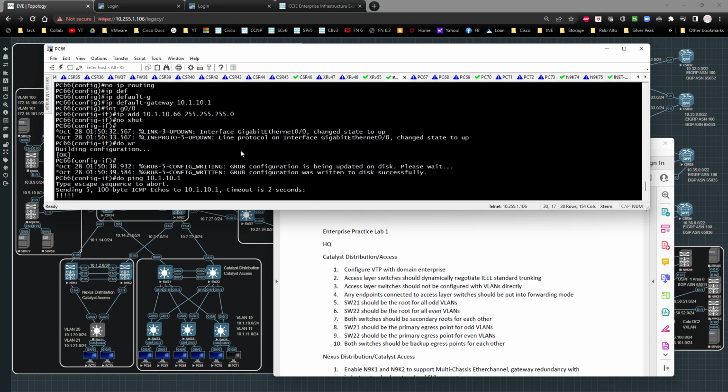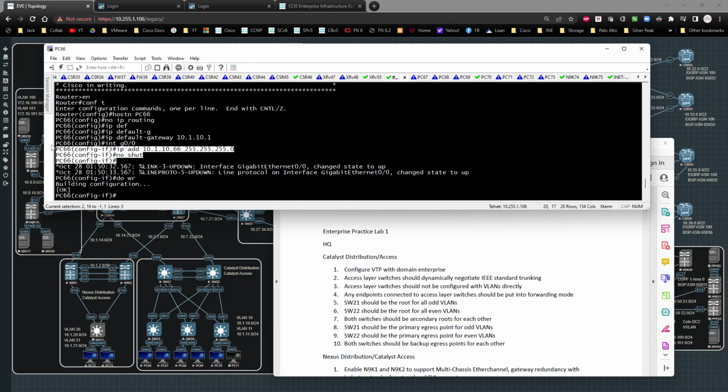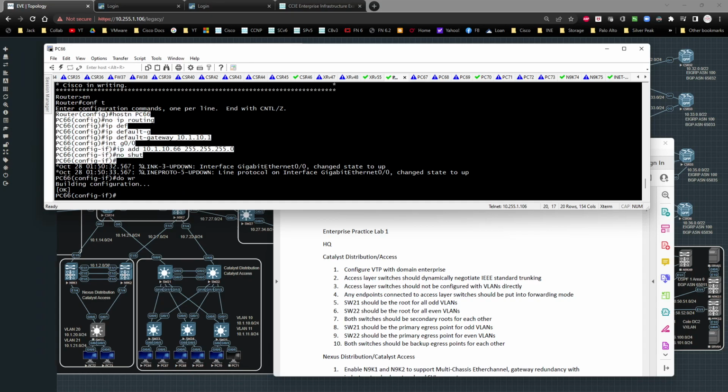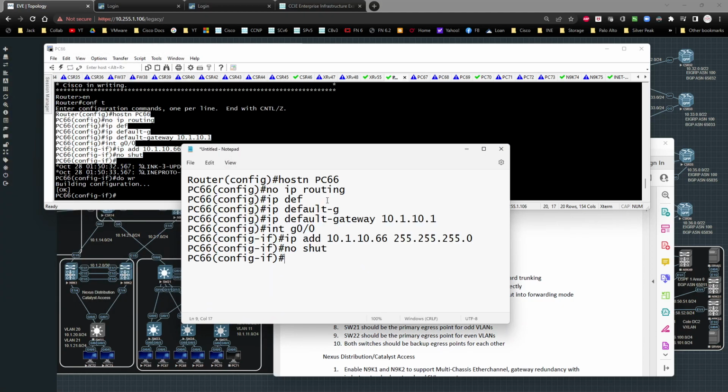So I'm going to grab these few lines of config right here, and I'm going to give you guys a little cheat sheet. I'm going to open up Notepad. Like I said, any repetitive config you can quickly make modifications to as we're going along. So I'm going to go ahead and do no ip routing.